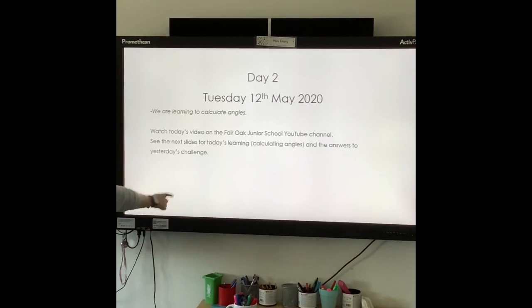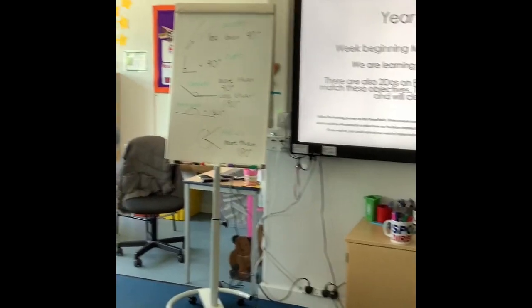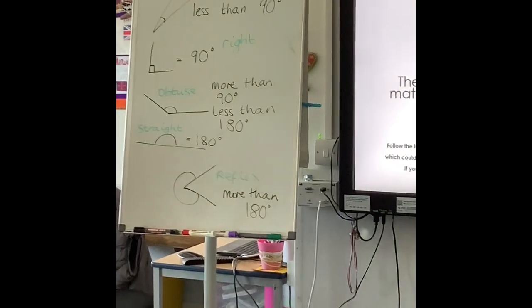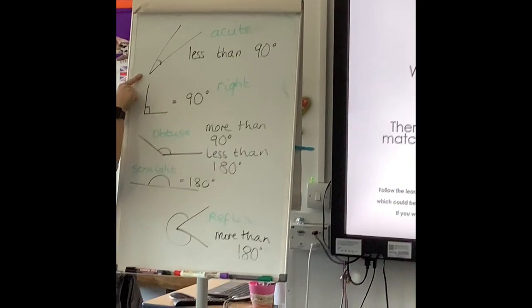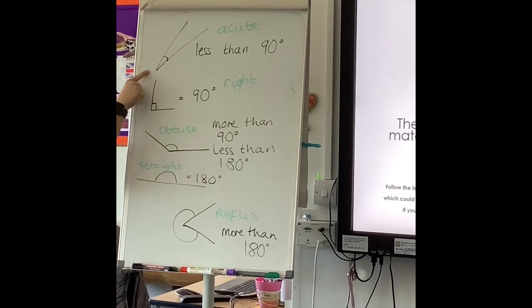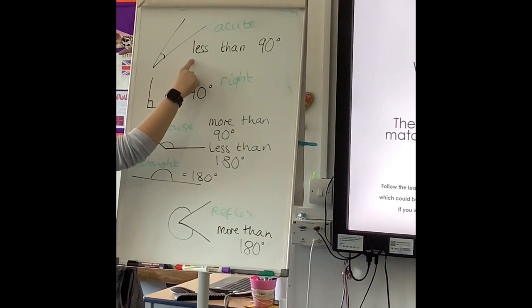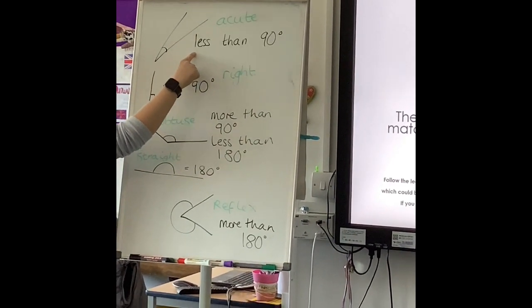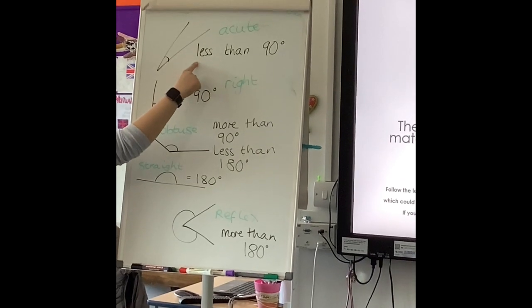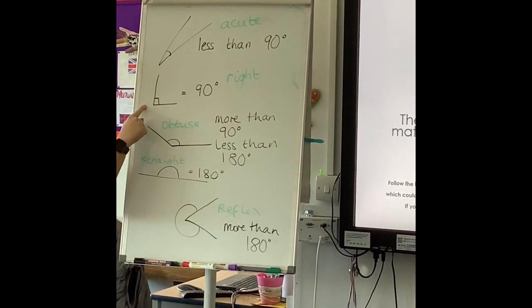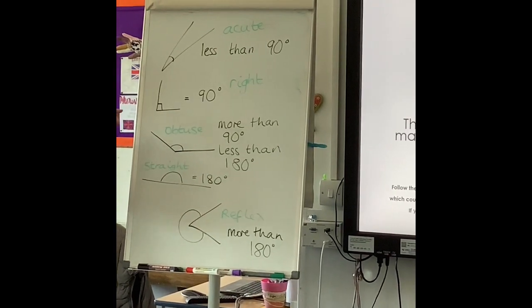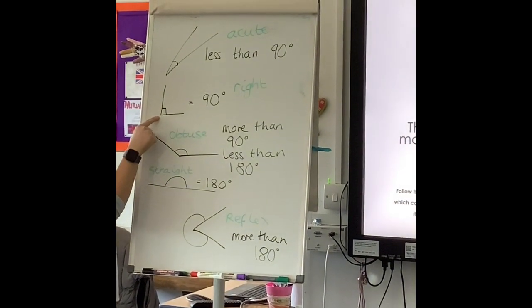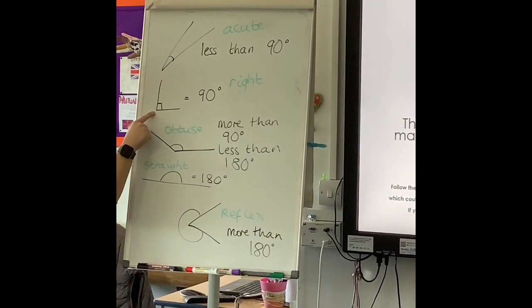So, let's have a look at angles, just in case any of you can't remember. This first badly drawn angle here represents an acute angle. All acute angles are less than 90 degrees. They are always less than a right angle. The next angle is a right angle. It's like the corner of a square or a rectangle. They are always 90 degrees.